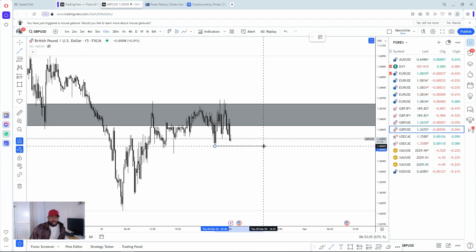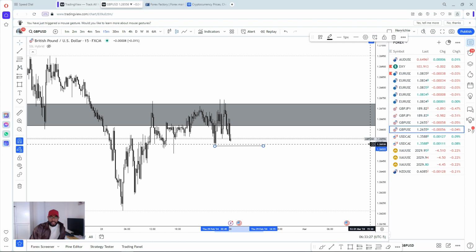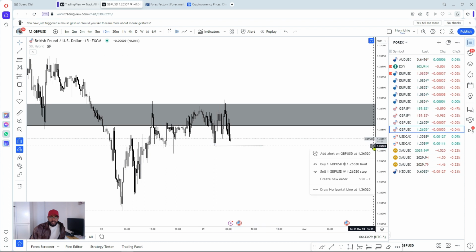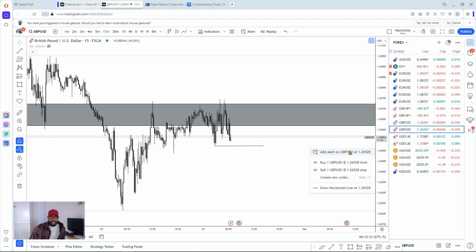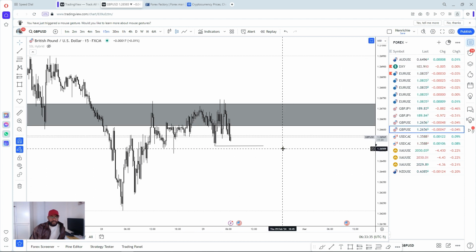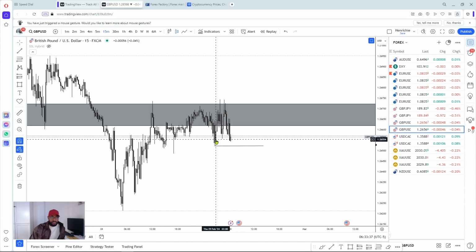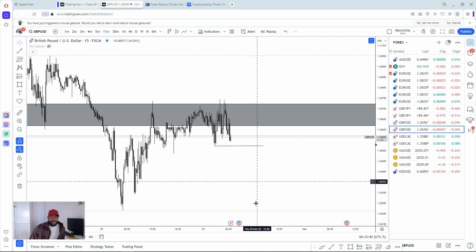And for GBP US dollar, we have a low right here. GBP US dollar seems to be showing better price action when it comes to going down. So right here, if this low gets taken on GBP US dollar, then we'll potentially anticipate a retest and then continuation to the downside.